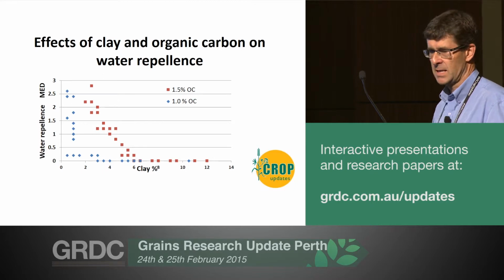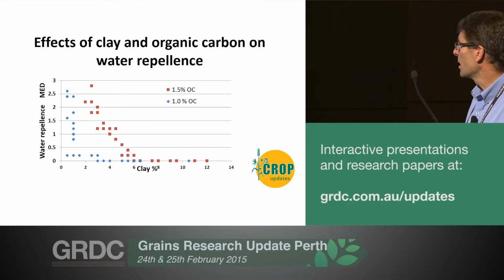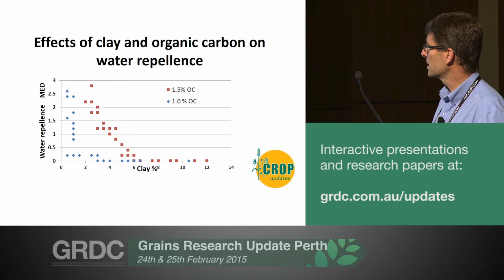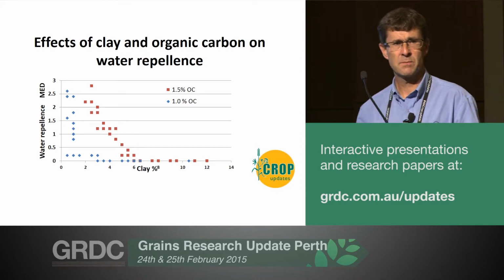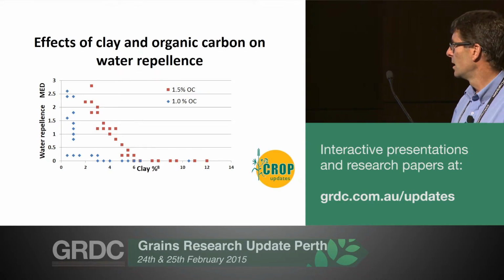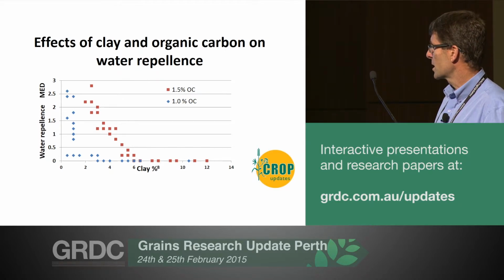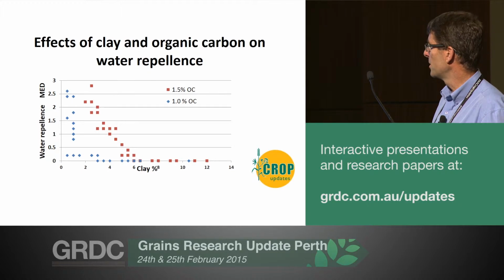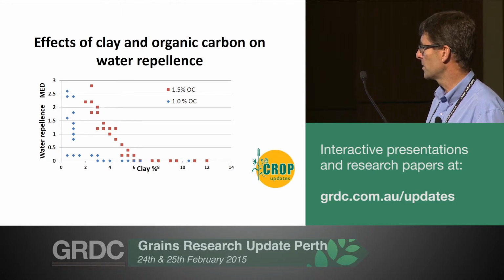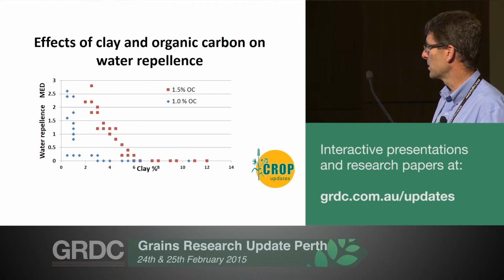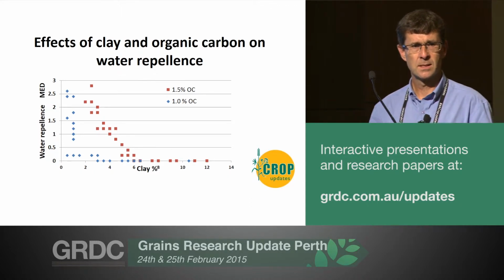But what we've found on the south coast is that the higher the organic carbon content of the soil, the more clay we need in the profile to actually overcome that water repellence issue. And so to get down to 0.5 on a 1% organic carbon soil, we probably need about 2 to 3% clay. To get there on a 1.5% organic carbon soil, we probably need up to about 6% clay.